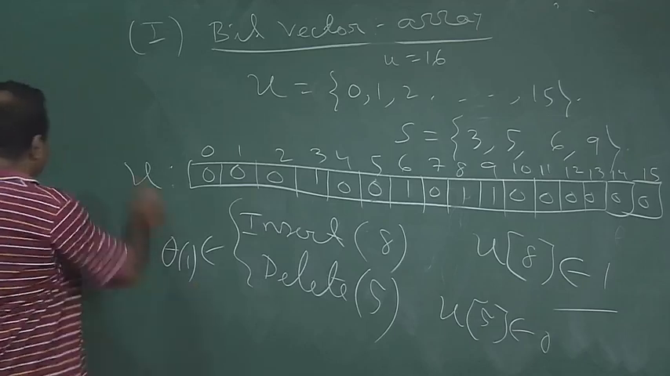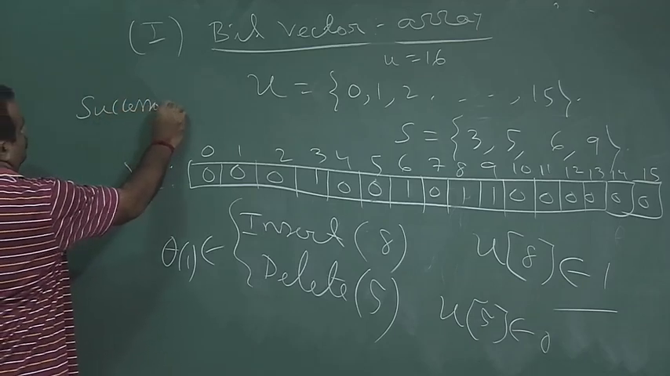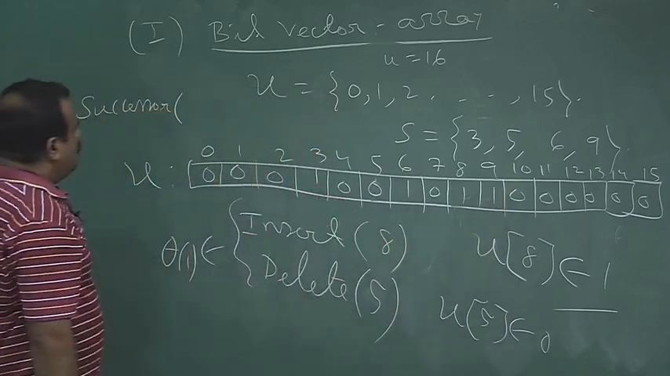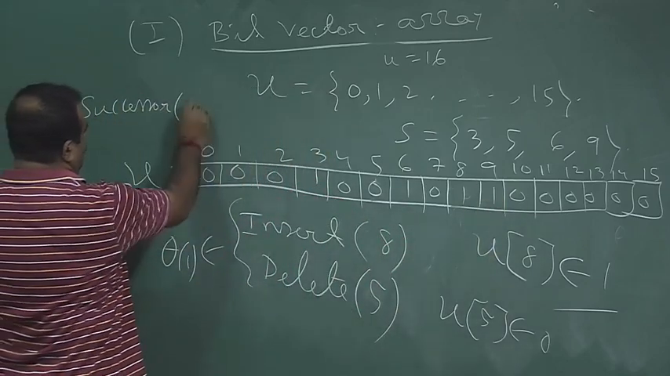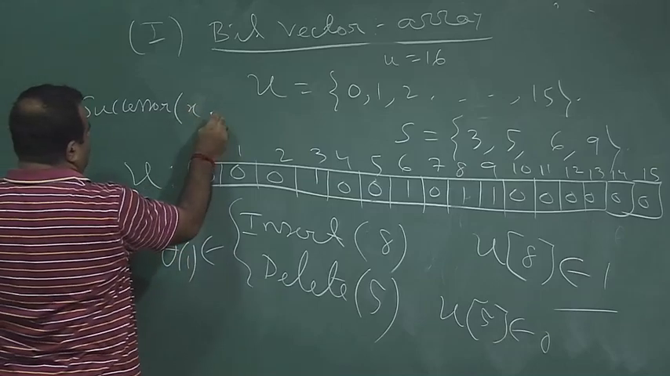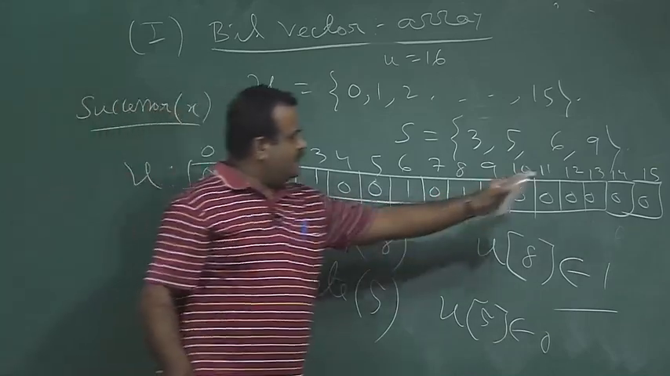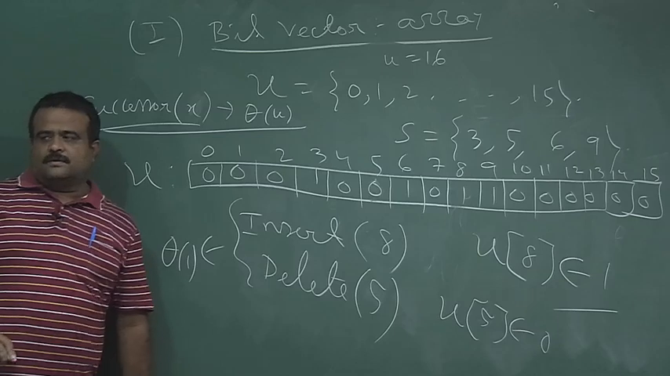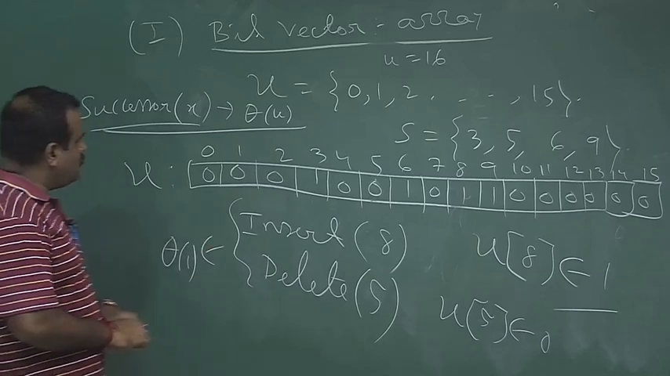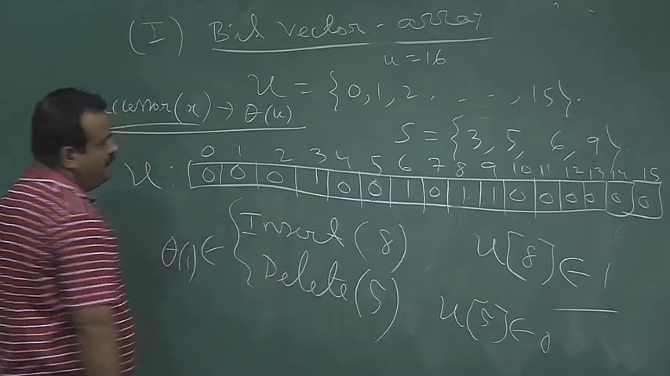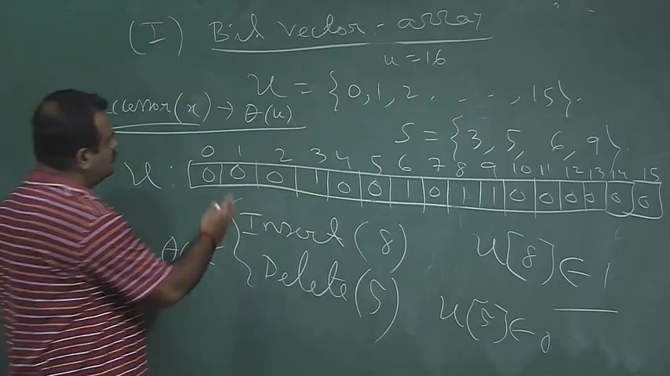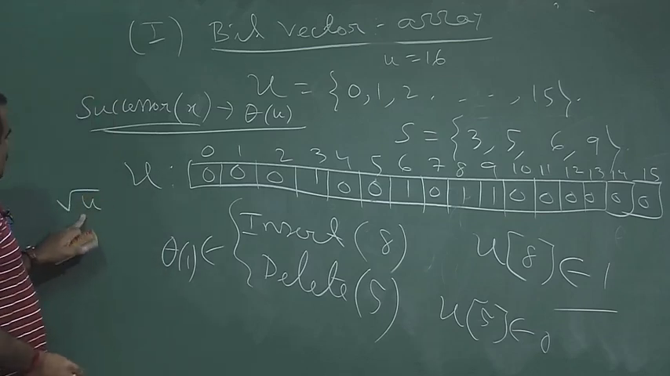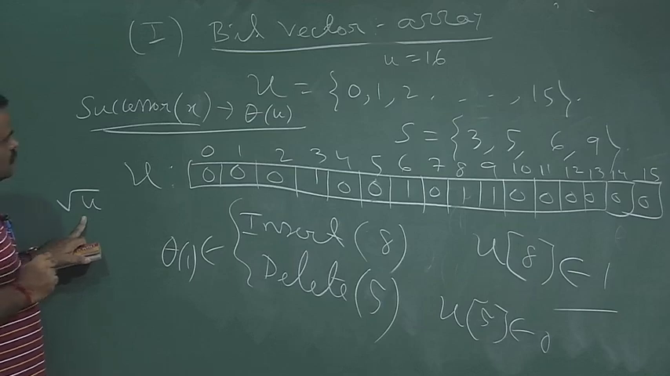Now, what about the successor query? Suppose you want to find the successor for, say, 0 or 1. For a successor query, we may have to scan this array, so it will take basically order of u time. But we want to do it in a better way. So, what do we do? We divide this array into blocks. This is 16, so we will divide this array into this many blocks, each of size root u. The block size is root u. So, that we will do.